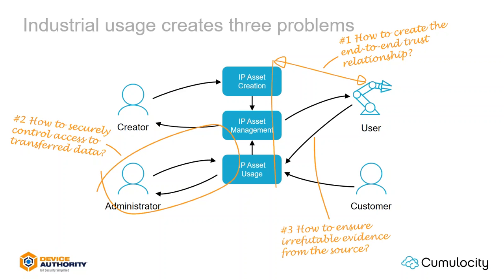And as the licensing is likely to require some knowledge of the usage, even if a fee is not directly related to it, how can usage information be brought back from the asset in a way that its accuracy is irrefutable?